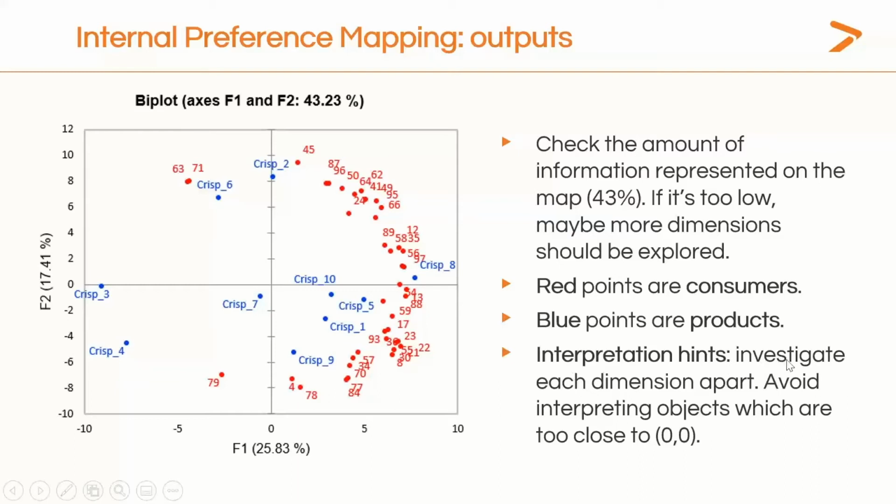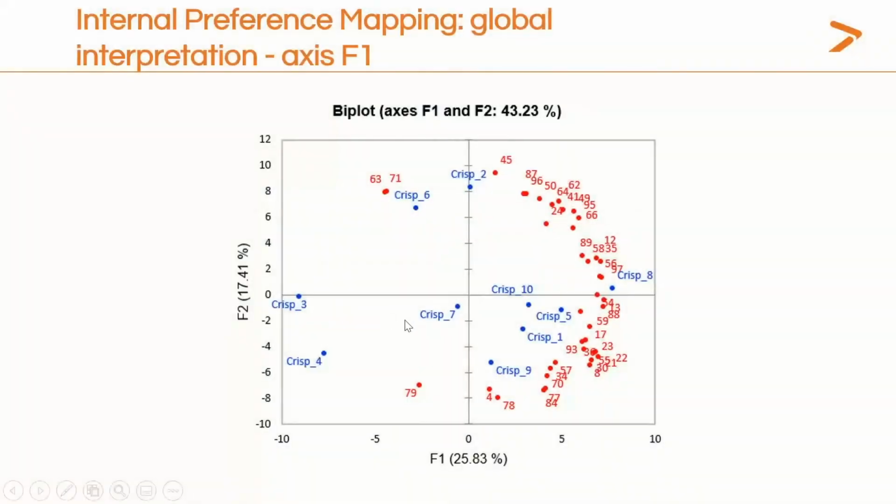So here are investigation hints. Investigate each dimension apart. Try to interpret each dimension apart, F1, then F2. And very important, avoid interpreting everything which is around 0,0 coordinates. All of the objects which are close to the origin here, avoid interpreting them in the corresponding map. So here we shouldn't interpret anything related to crisp number 7. I will start by interpreting F1 right here, and will interpret each side of the axis. I will start with the right side here.